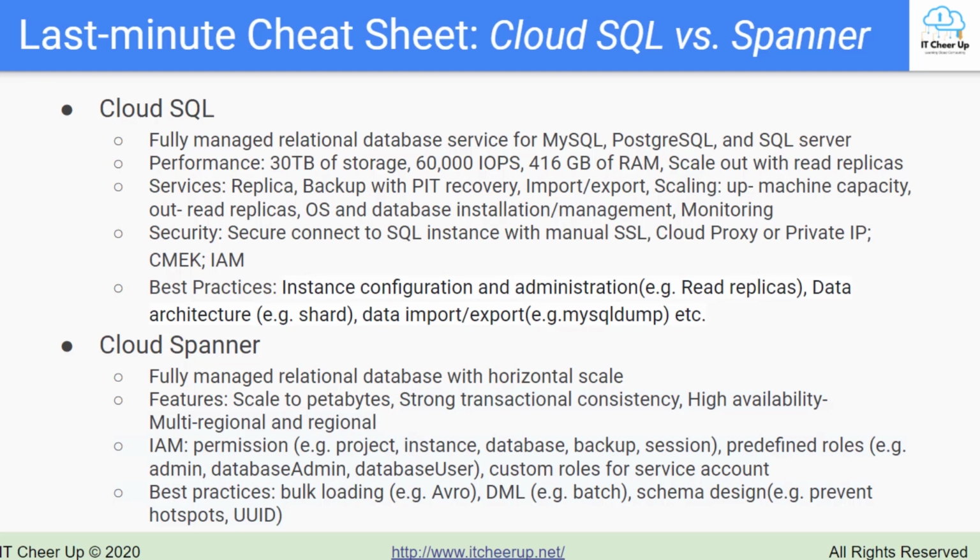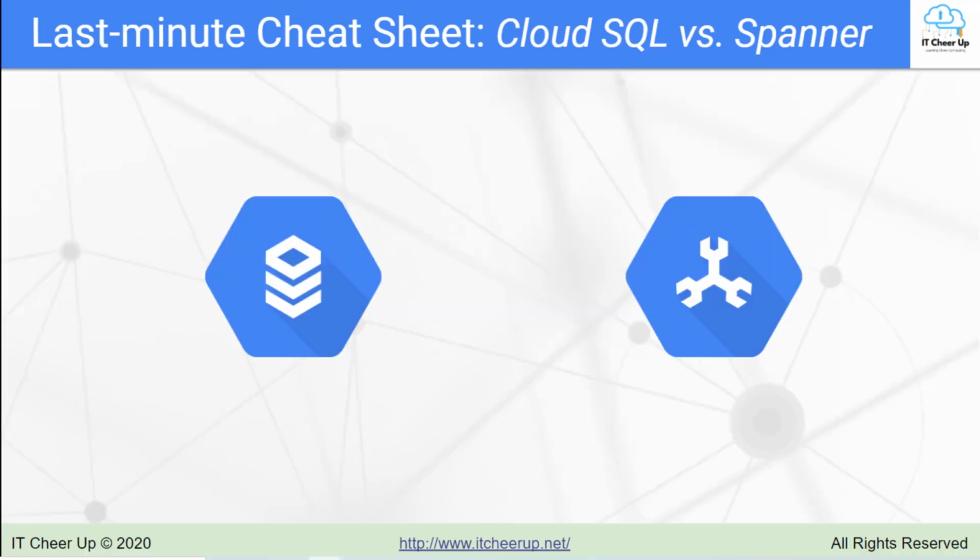Now we finished the last-minute cheat sheet of Cloud SQL and Cloud Spanner, two fully managed relational database services in Google Cloud. Next video, I will go through the relational database services decision tree and how to use the decision tree to answer the relational database questions from the PDE sample questions.